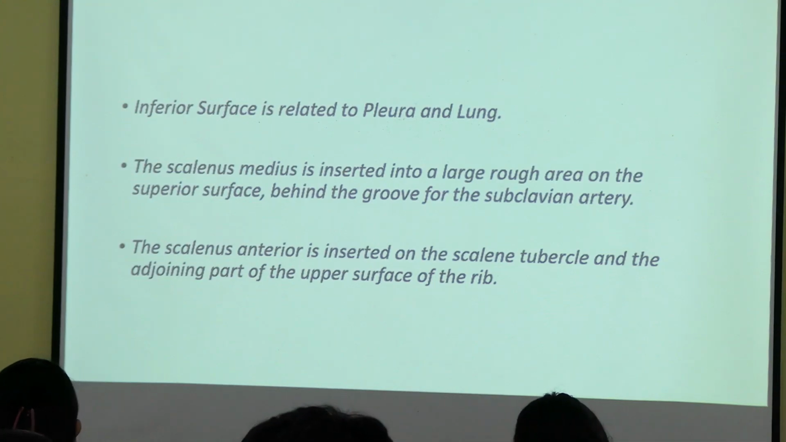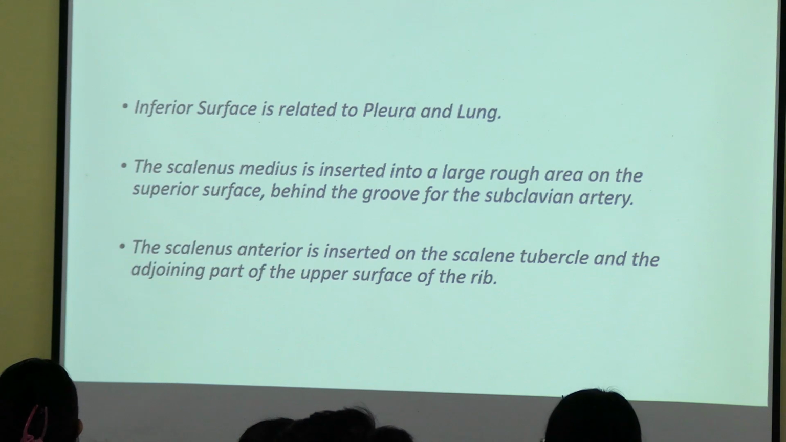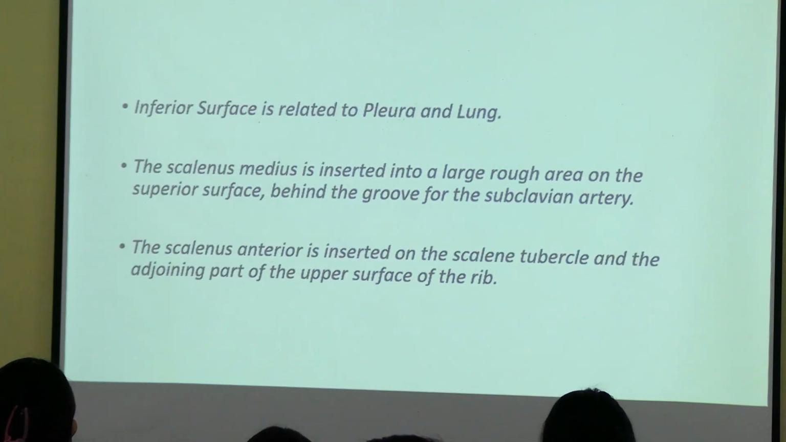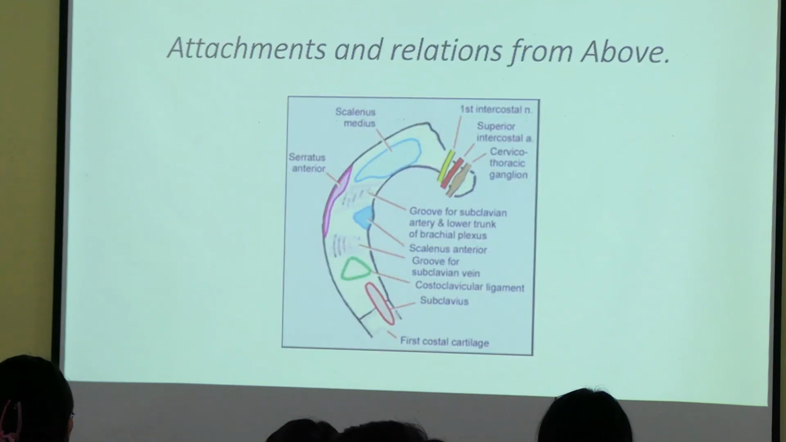Obviously पता है बोन का यहाँ पर अगर फर्स्ट रिब है, फर्स्ट रिब के नीचे का रीजन क्या होगा? इंफीरियर सर्फेस रिलेटेड टू लंग्स. नीचे लंग्स होता है ना, लंग्स एंड प्लूरा, राइट? नॉट दैट मच इंपॉर्टेंट. बट द मसल्स पढ़ो. The scalenus medius is inserted into a large rough area on the superior surface behind the groove for the subclavian artery.